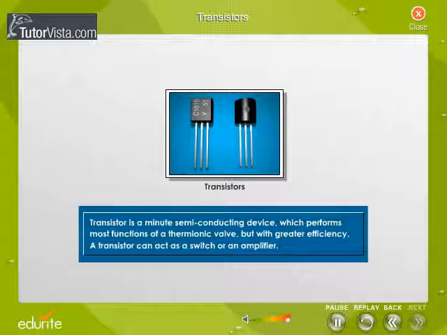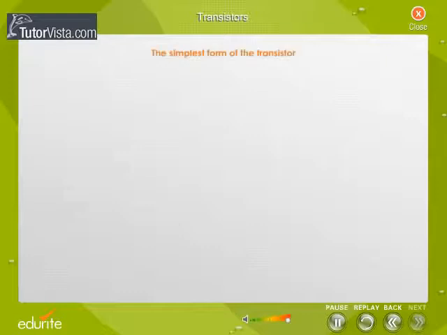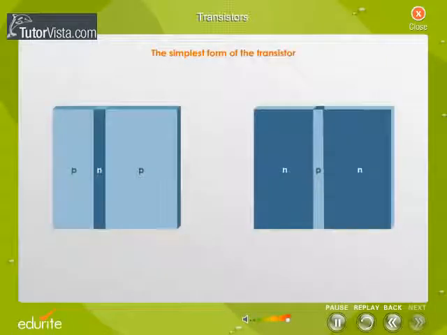A transistor is a minute semiconducting device which performs most functions of a thermionic valve, but with greater efficiency. A transistor can act as a switch or an amplifier. The simplest form of the transistor, called the junction transistor, consists of a semiconducting material in which a very narrow N region is sandwiched between two P regions, or a very narrow P region is sandwiched between two N regions. The former configuration is called a PNP transistor and the latter is an NPN transistor.